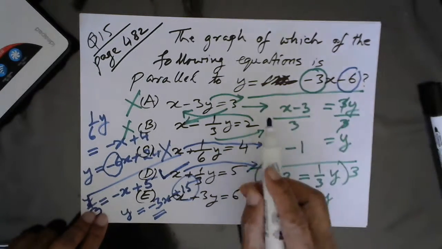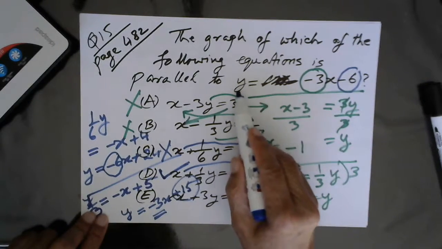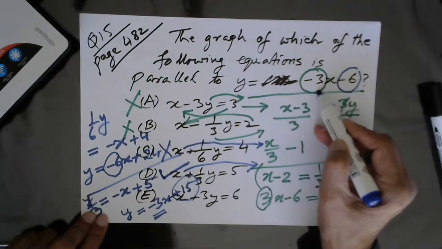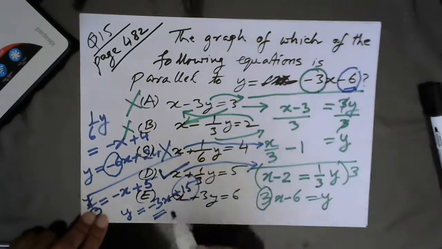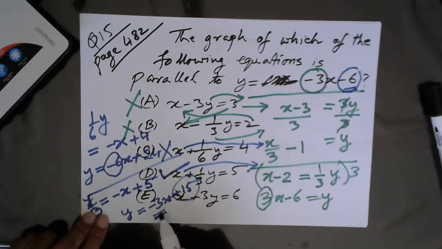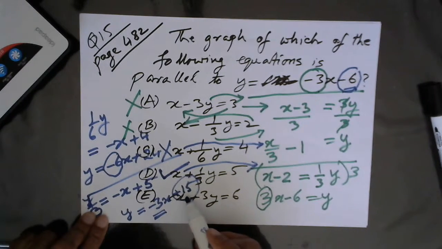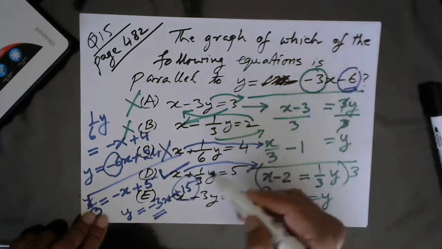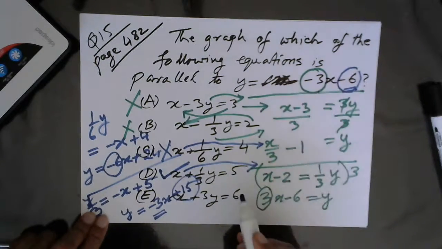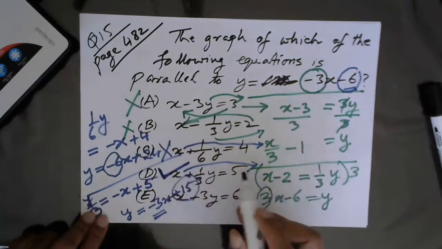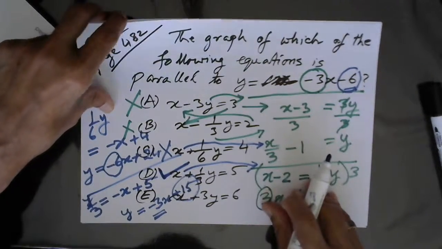Now look at it once again. This is y is equal to minus 3x plus 15. This is the slope, minus 3, and this is the intercept. The slope is minus 3, the y-intercept is 15, but because the slopes are the same, these two lines are parallel and therefore D is the answer. I hope it is clear to you.